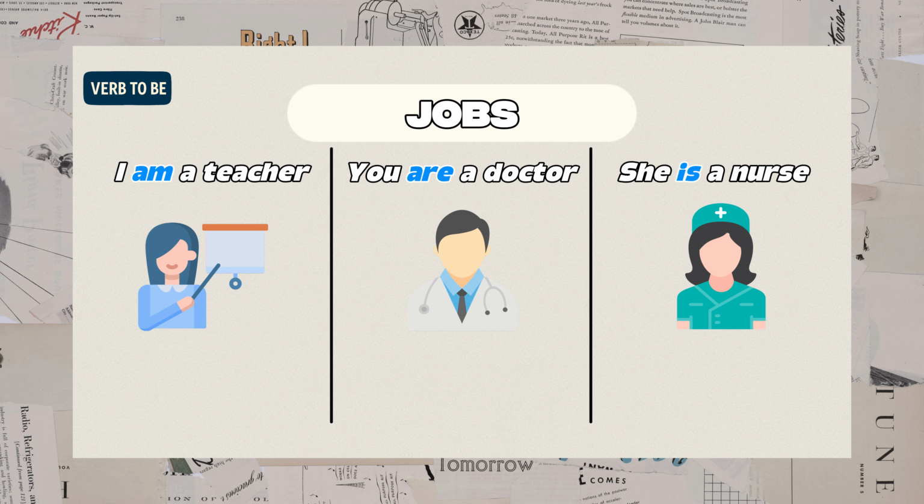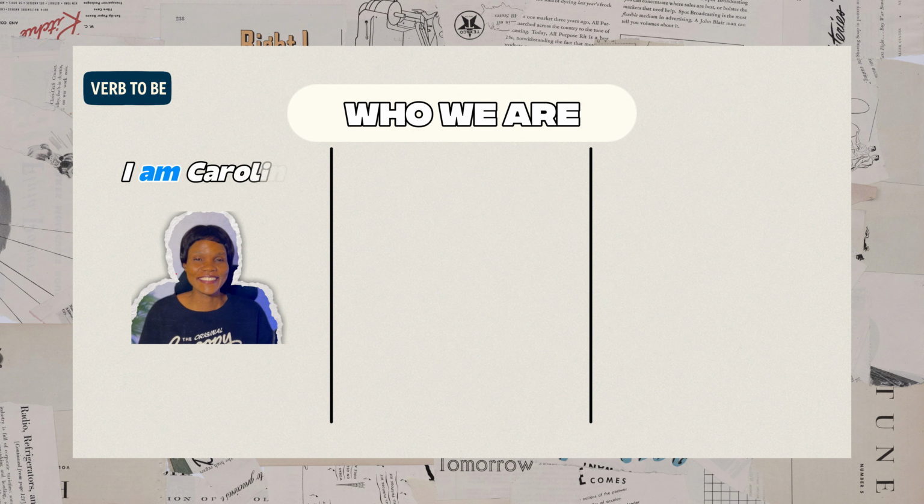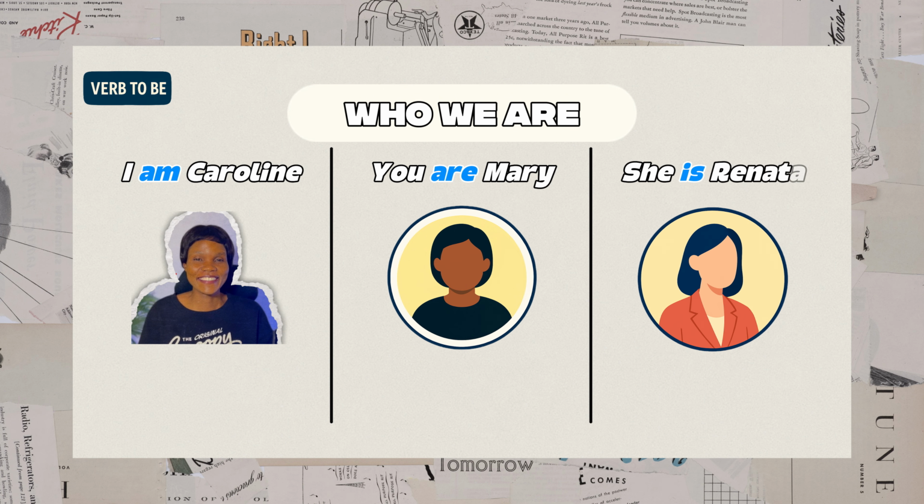Number 3, we use the verb to be to talk about who we are. I mean, if you want to tell someone your name. For example, I am Caroline. Am is the verb to be. You are Mary. Are is the verb to be. She is Renata. Is the verb to be.